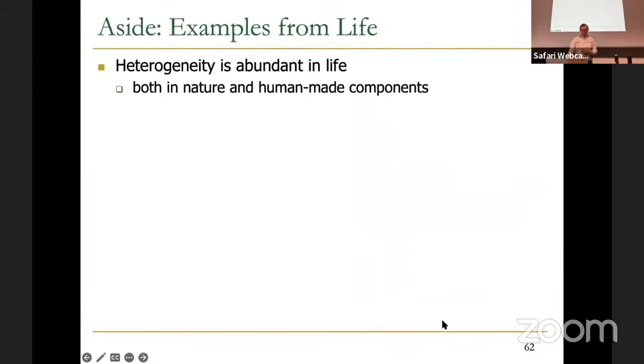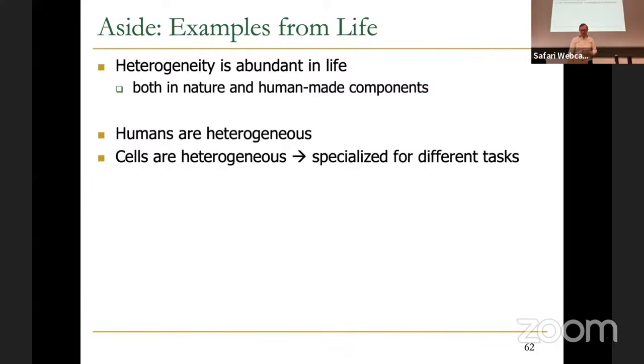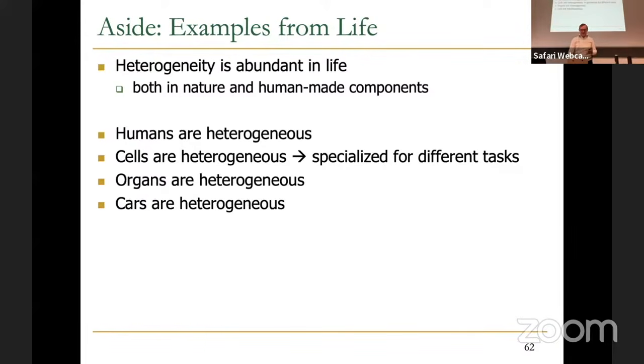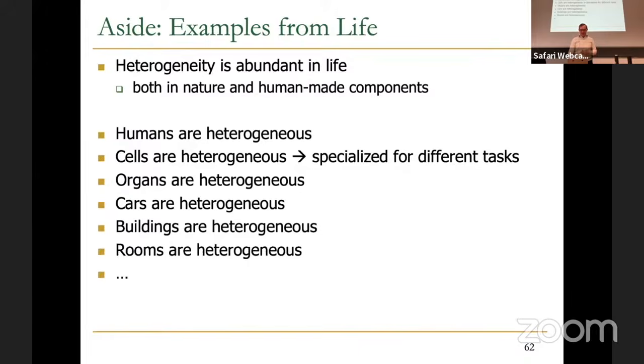Okay. There's also examples from real life that we could do a lot of, but I will go through this again quickly. It's abundant in real life. We're all heterogeneous. Genomic variation, for example, right? Also other variations. Cells are heterogeneous. I like this example also. These are specialized for different tasks. You have a lot of different cells. Organs are heterogeneous. Cars are heterogeneous. You can imagine why, right? The buildings are heterogeneous for different purposes. Rooms are heterogeneous, etc. Okay, I don't want to harp on this more.